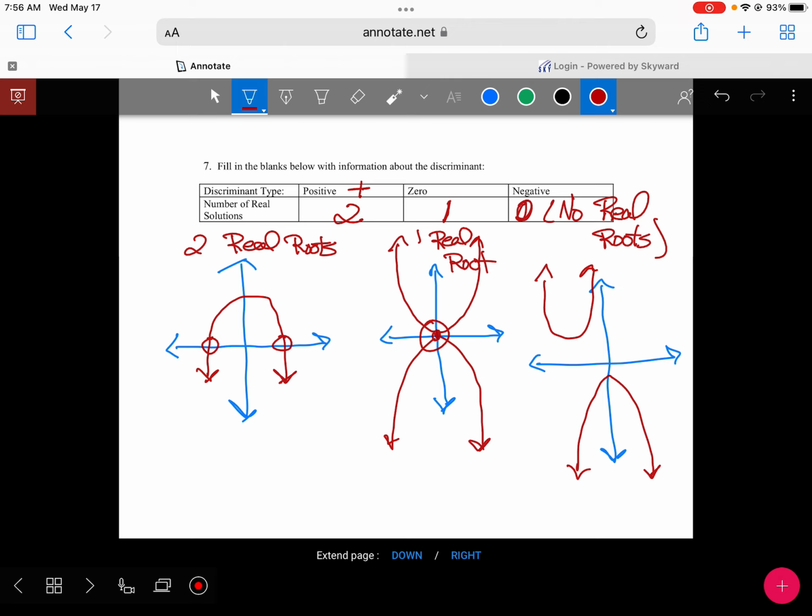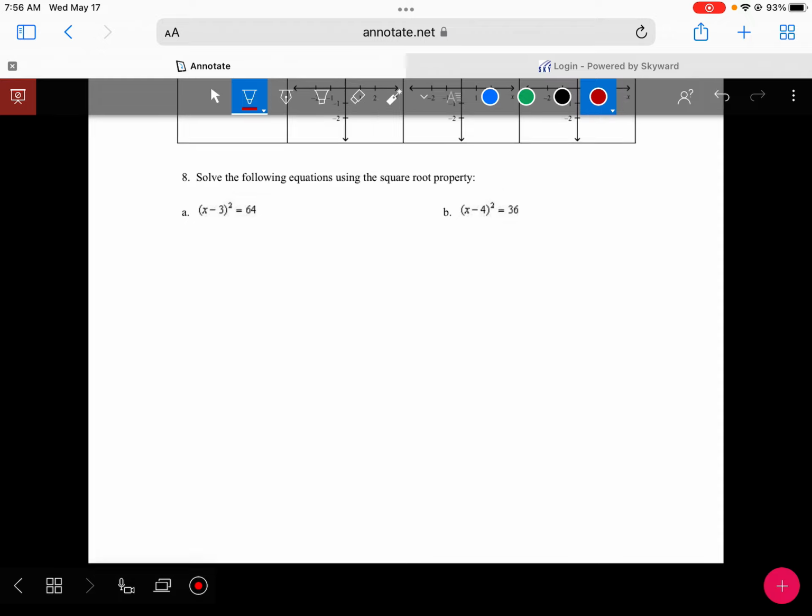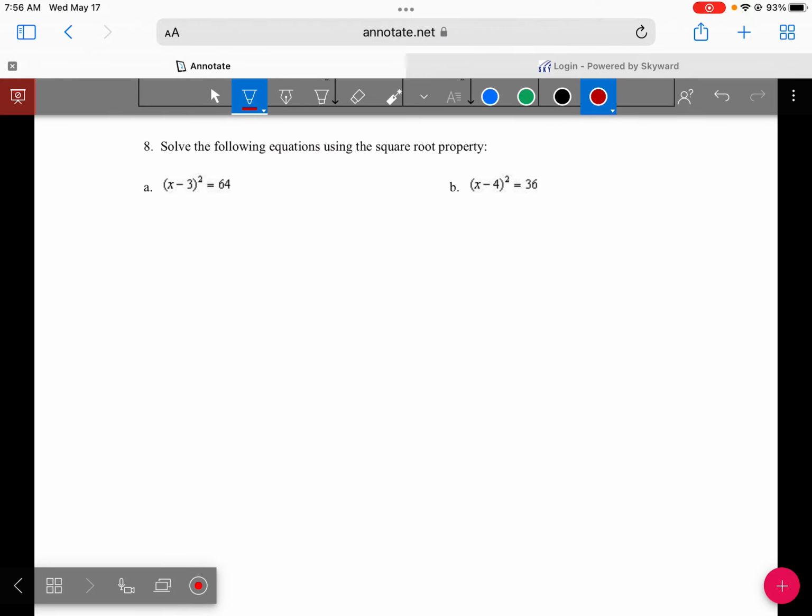All right, let's go do an example of one of these. It says, solve the following equations using the square root property. So this, we will either tell you to use the square root property, or you may see that it is a square root, 1 on each side, and you may decide to use the square root property. But we are trying to solve. This is still a quadratic, okay?